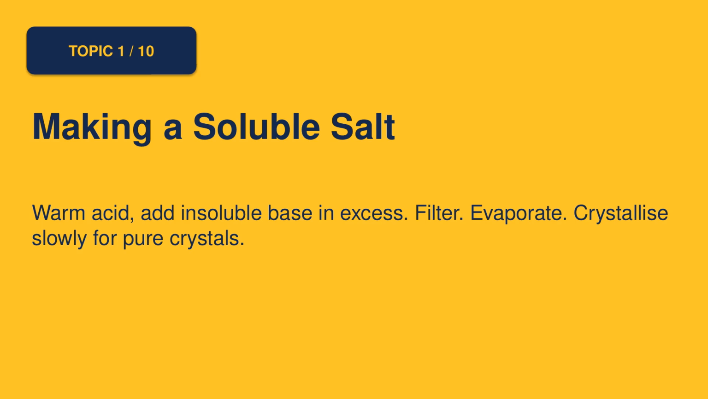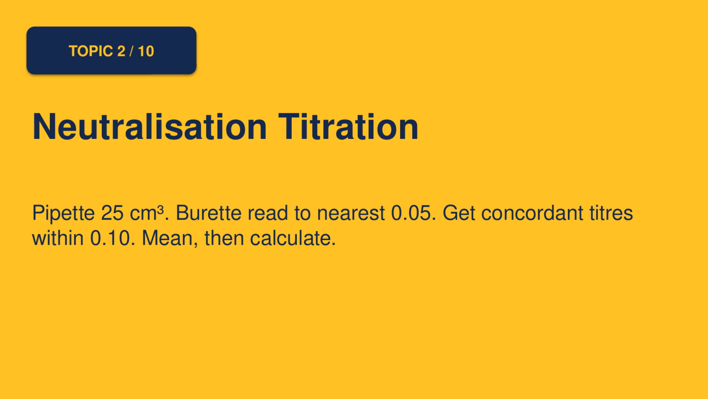Warm acid, add insoluble base in excess, filter, evaporate, crystallize slowly for pure crystals. Pipette 25 centimeters cubed, burette read to nearest 0.05. Get concordant titres within 0.10. Mean, then calculate.